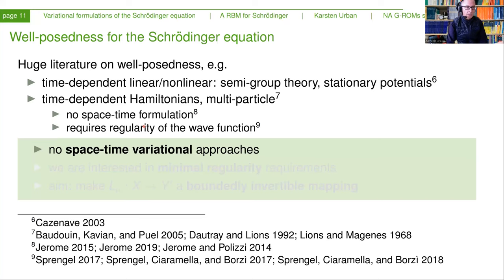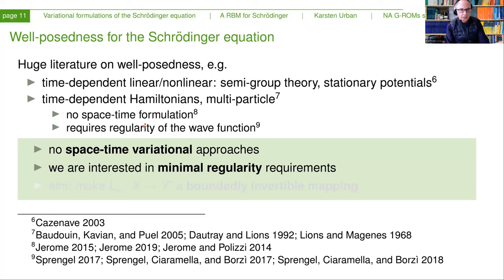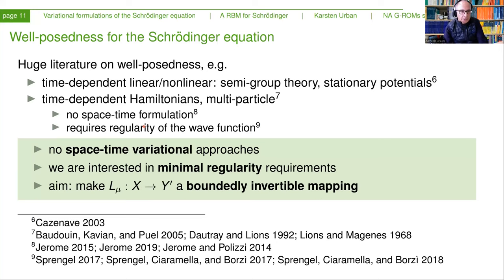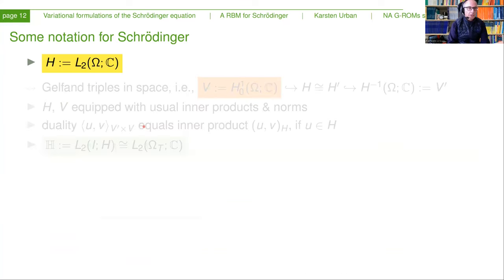So that means we have three issues. We would like to have a space-time variational approach because this is kind of our interest. Second, we are interested in minimal regularity requirements concerning the initial conditions, since we know that the solution stays in the same regularity class as the initial one. And we also want that the operator is a boundedly invertible mapping from X to Y prime, which means we have to identify suitable X and Y such that this is true. So that is basically what I want to consider in the remainder of my talk.